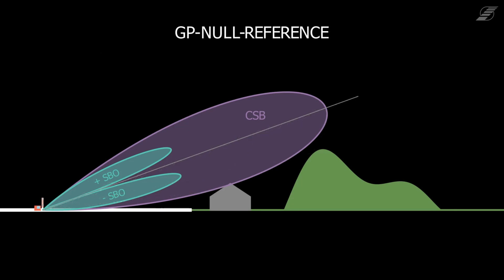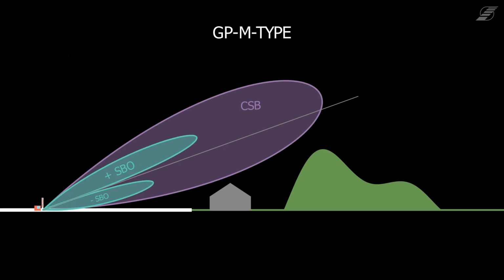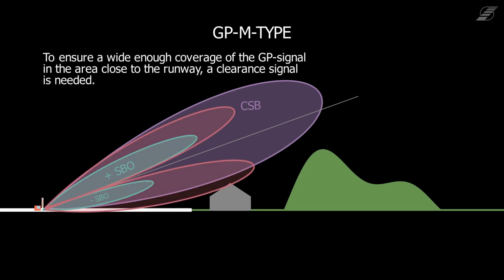There is another type of glide path, the M-type glide path, that solves this problem with its adapted beam pattern. To weaken reflections from obstacles close to the ground, the lower part of the glide path signal is decreased and the upper part is increased. It is important to decrease and increase the CSB and SBO signal in the same way to still ensure correct DDM proportions. An approaching aircraft receives the same fly-up or fly-down signals as it would approaching on a null reference glide path. Since the glide path signal is decreased close to the ground, the signal coverage gets narrower, the closer an approaching aircraft gets to the runway.